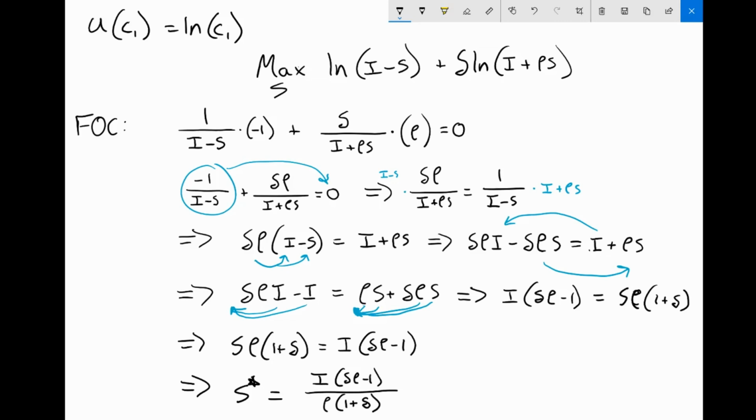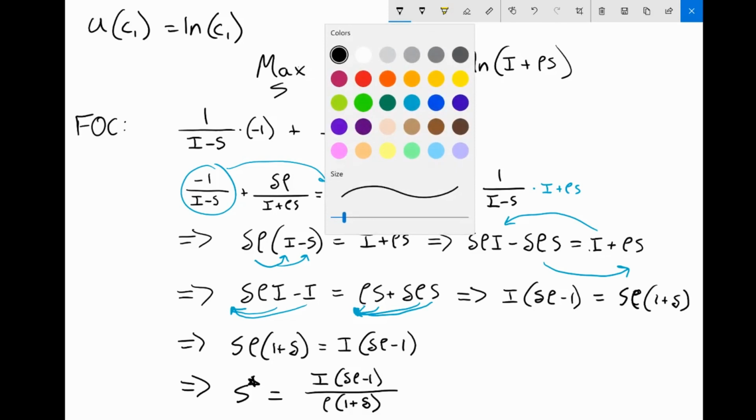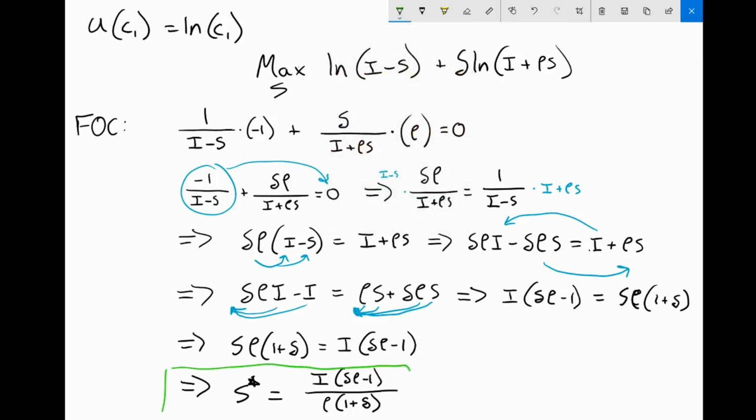So here we go. This is my S star. This is the optimal decision. This is the optimal savings decision as a function of the parameters of the model. So if we knew all the parameters, that means if we knew income, the discount factor, and the return on savings, we would be able to say how much they would save in this model.